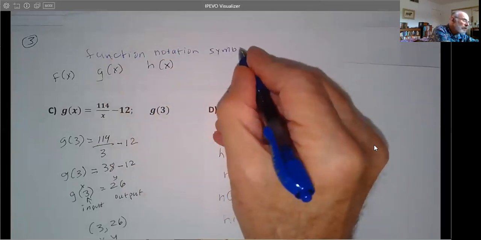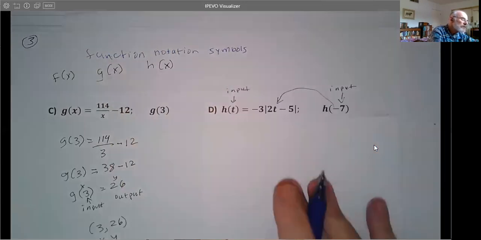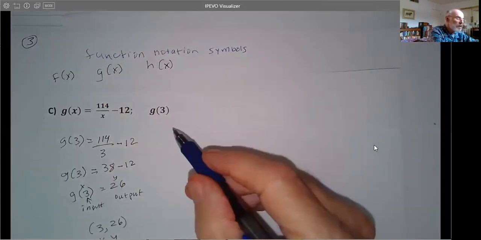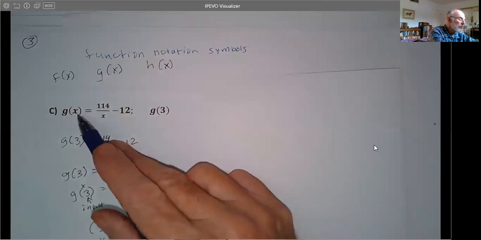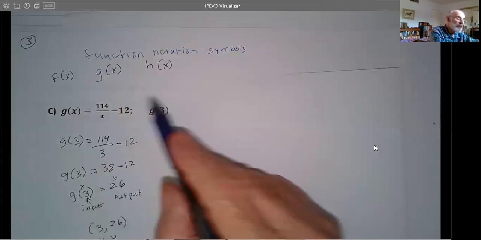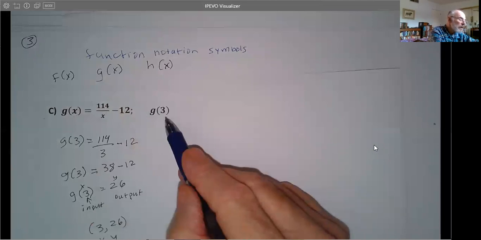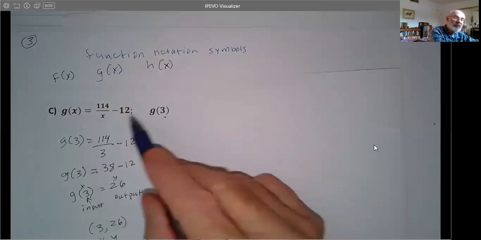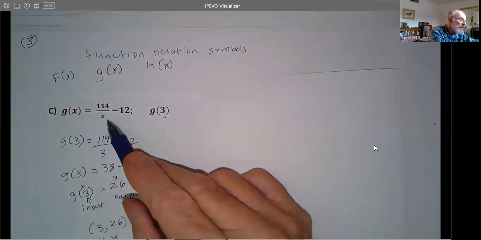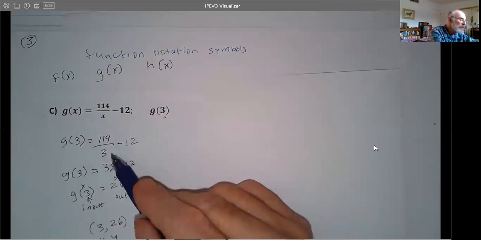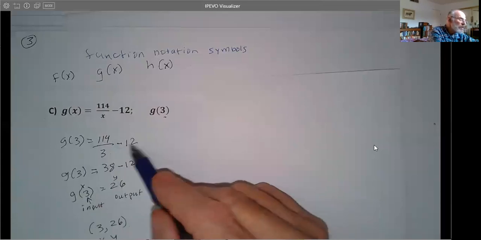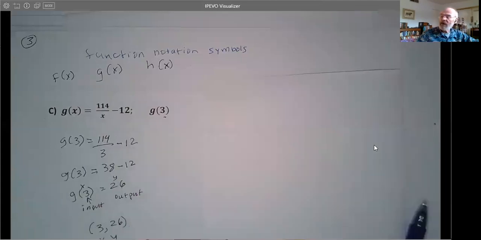And just remember, they're just little signposts telling you that whatever is in the parentheses after the letter that's outside of it, in this case it's 3, is going to be the input that you put in for the variable over here on the right-hand side. So you would write this as g of 3 equals 114 divided by 3 minus 12. Now, most people don't know what 114 divided by 3 is. You can see there it's actually 38.